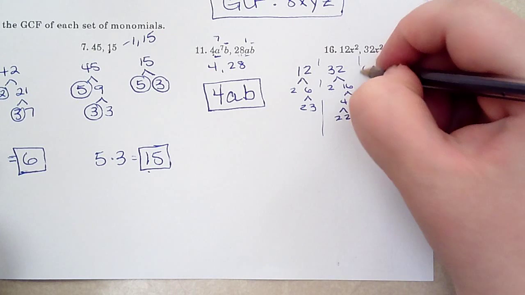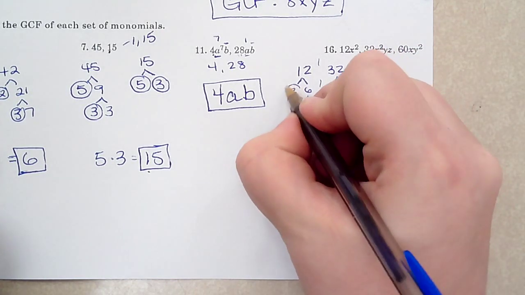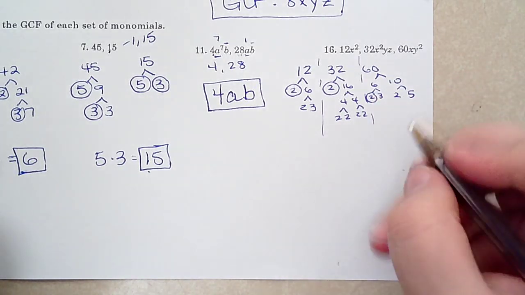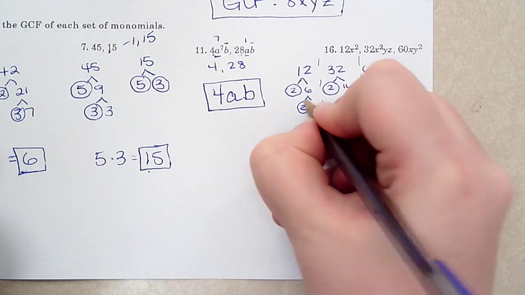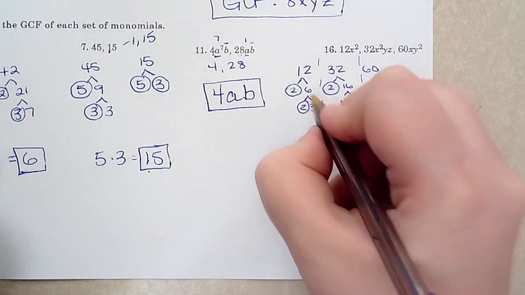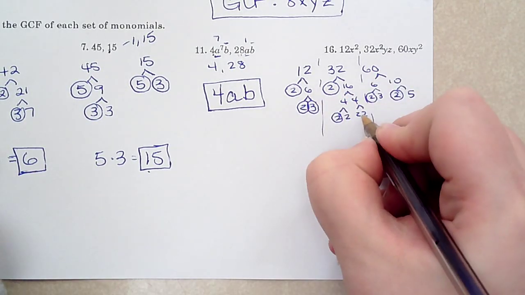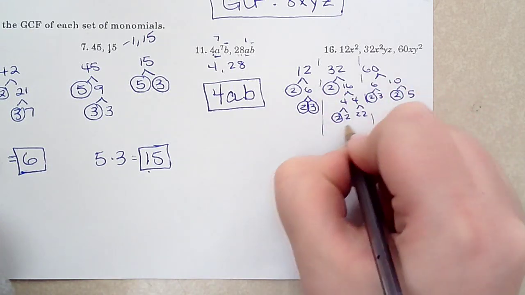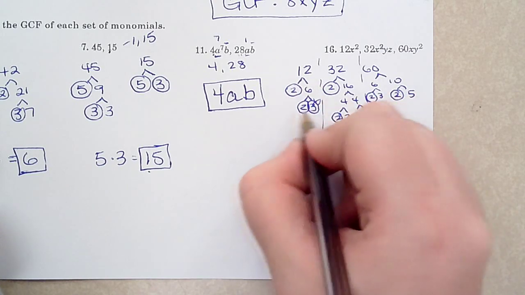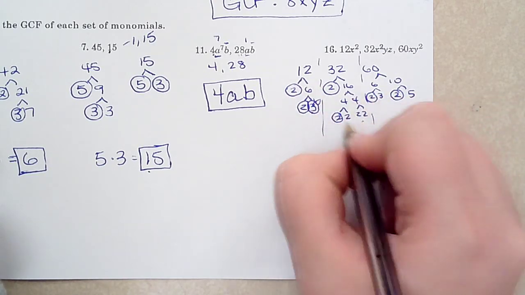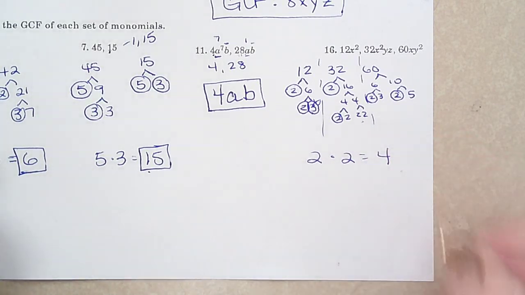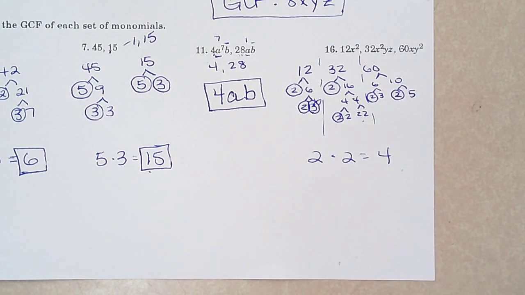So I have to see what they all have in common. I know for sure they all have a 2 in common, so we'll take one of those. I see that they all have another 2 in common. We'll take one of those. And then they do not have a 3 in common. I thought this one had another one, but it does not. So there's nothing else I can take from this one. There's nothing else that they all have in common. So I end up just taking the 2's and multiplying to get 4.